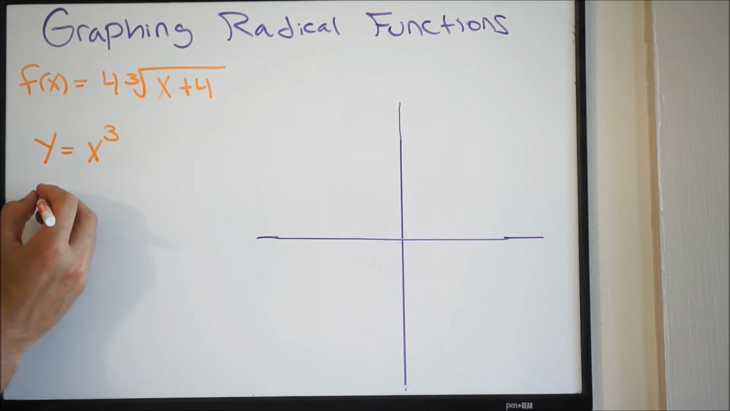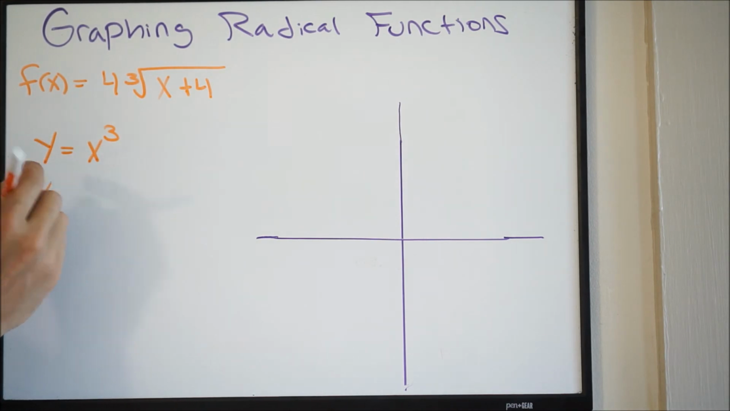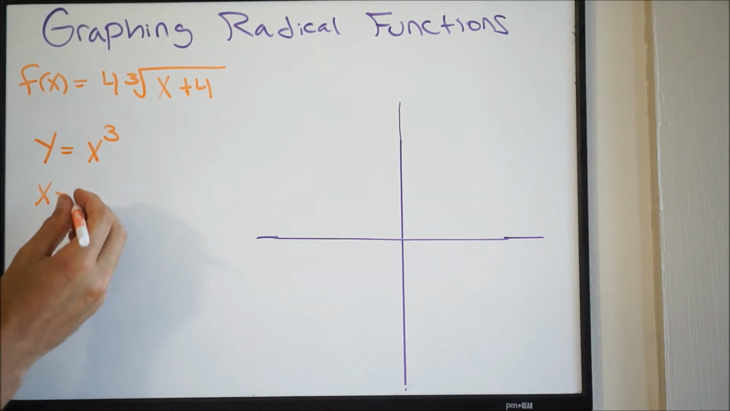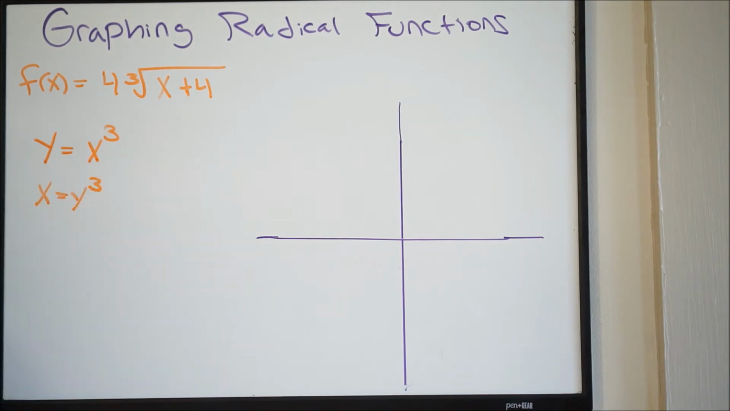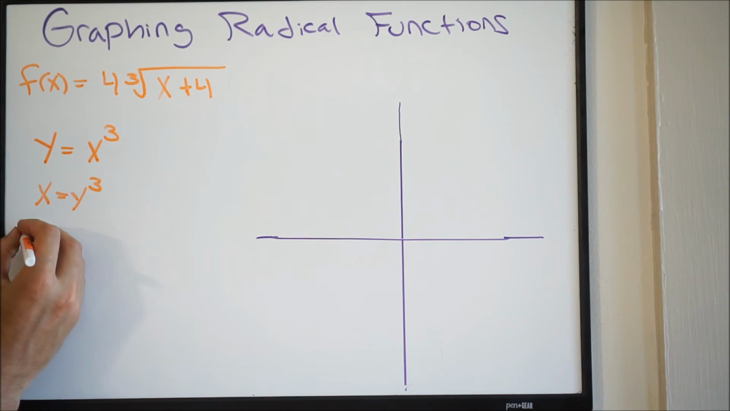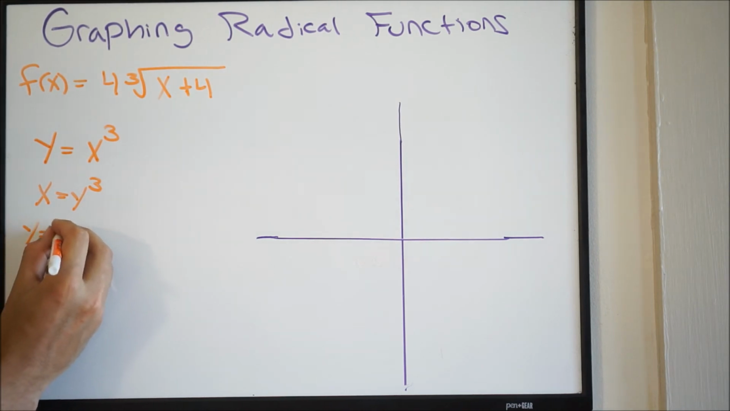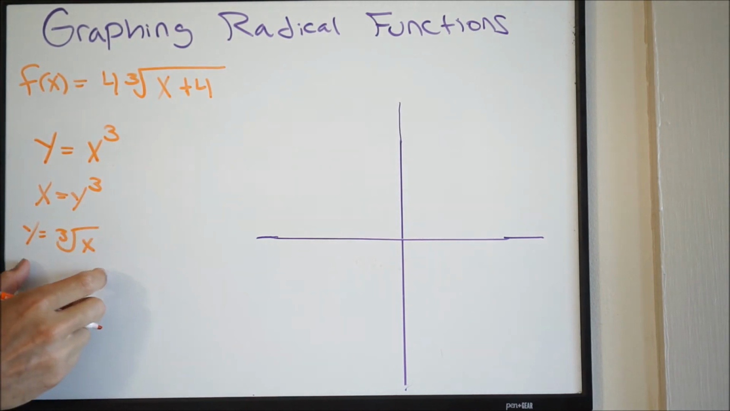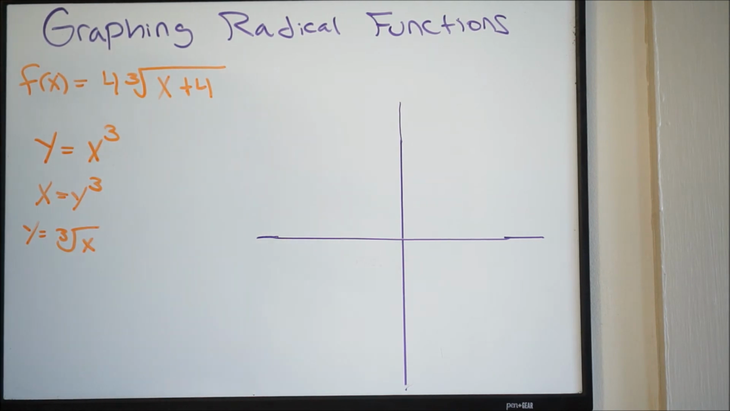Well, let's do it. We replace the y with x, and replace the x with y, and then we simply solve for y here. So we take the cube root on both sides, so we get y equals the cube root of x. Now this is going to be considered the parent function of a cube root.